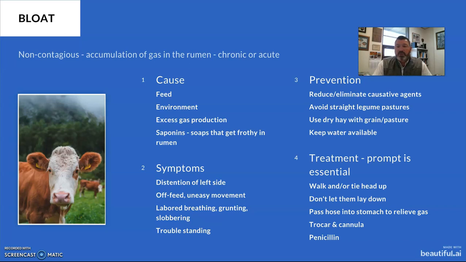So how do we prevent it? Reduce or eliminate the causative agents, again, feed-related most of the time. Avoid turning cattle out on straight legume pastures. Use a little bit of dry hay if you're feeding grain. Always have water available. That's a common thing all the time. And then treatment. Prompt treatment is typically essential.